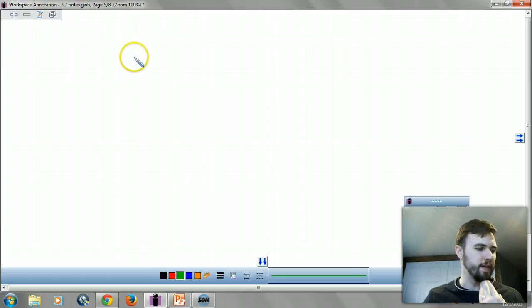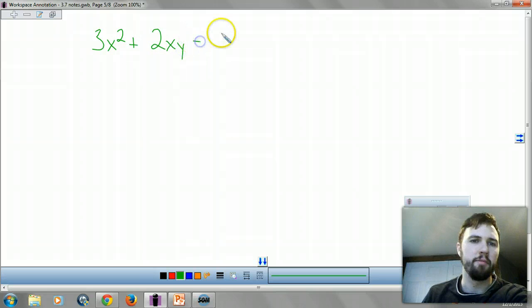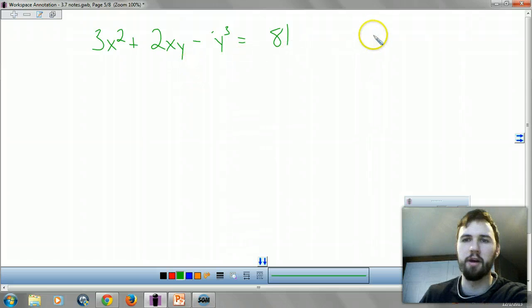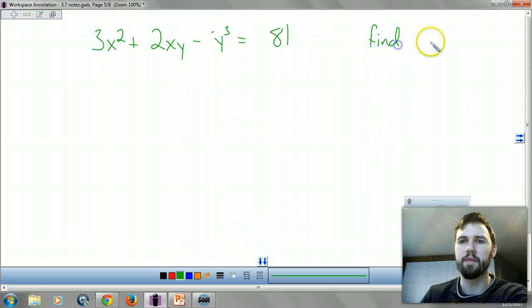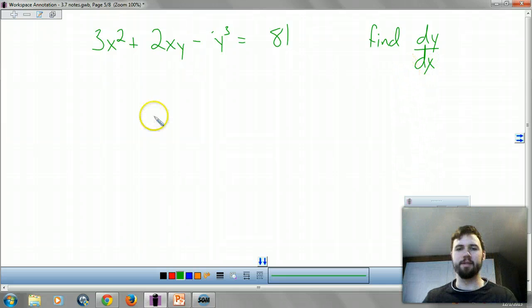Suppose we had, I'm just going to make one up here on the fly, this could be bad: 3x squared plus 2xy minus y to the third equals 81. Okay? And we want to find dy over dx.